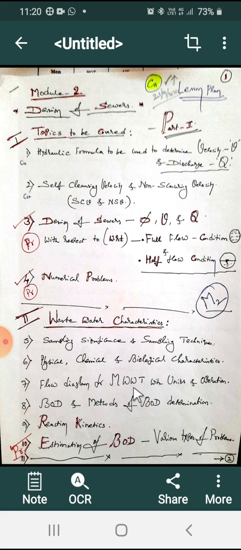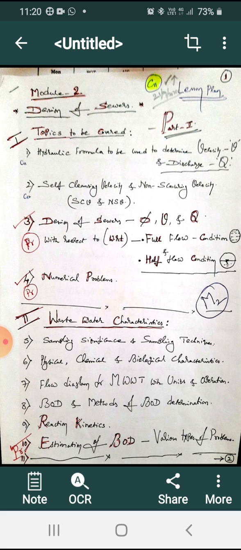What does this water consist of? The majority of the wastewater consists of two components: organic substances and inorganic substances. Organic means decomposable material. If you prepare rice today and keep it as it is, tomorrow what happens? It will smell. That is called degradation or decomposition. It changes its property.